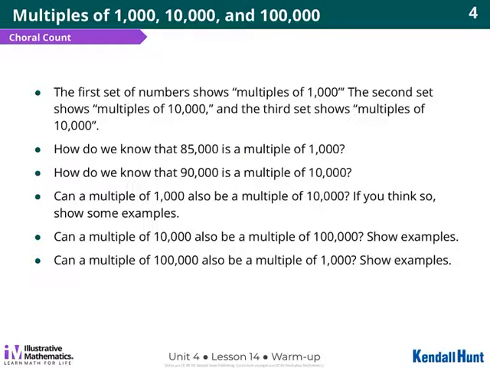Yeah. Can a multiple of 10,000 also be a multiple of 100,000? Hadley. Yes. How do you know? Because you could also do 10,000, and then count by 10,000. So if I count by 10,000, I will say 100,000 eventually, right? Okay, good. Can a multiple of 100,000 also be a multiple of 1,000?